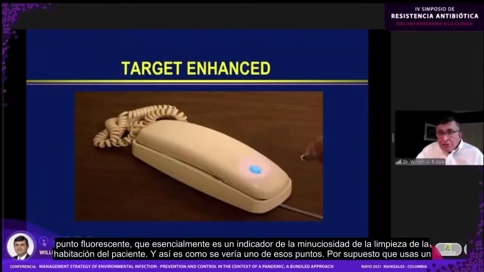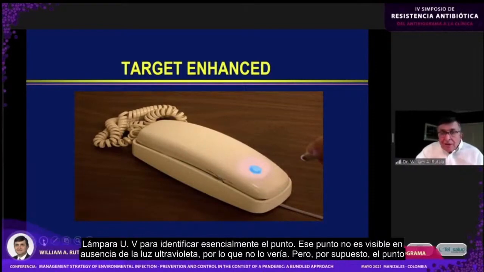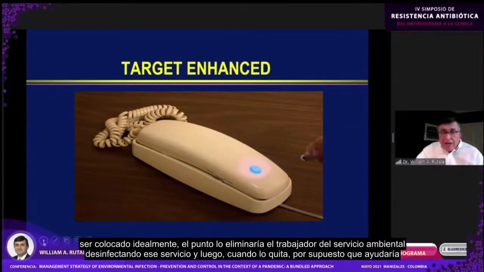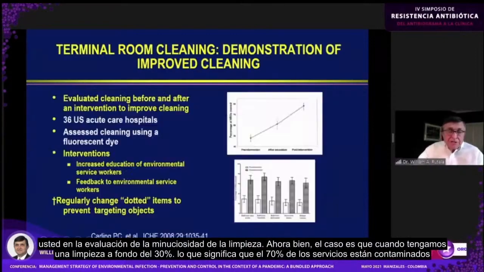And this is what one of those dots would look like. Of course, you use a UV lamp to identify the dot. That dot is not visible in the absence of the UV light, so you would not see the dot, but of course the dot would be placed. Ideally, the dot would be removed by the environmental service worker disinfecting that surface, and when removed, that would assist you in assessing the thoroughness of cleaning.